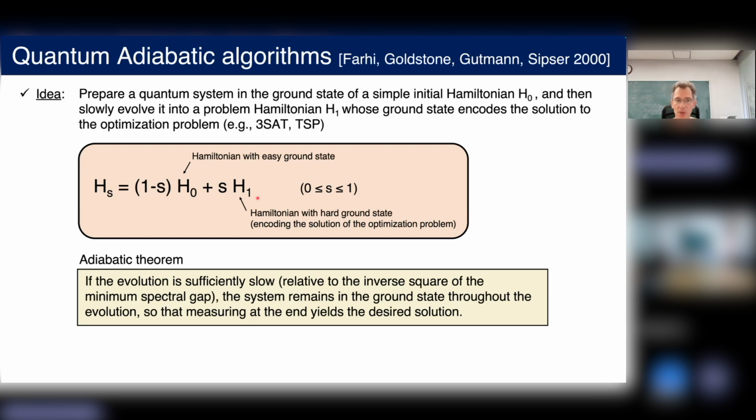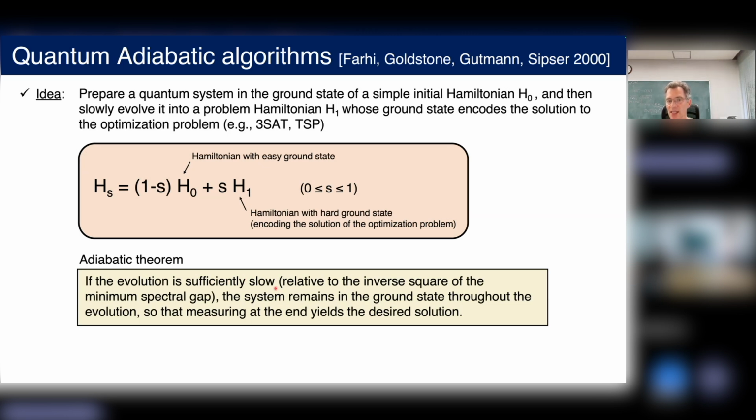We have a theorem, sometimes called the adiabatic theorem, that says that if the evolution is sufficiently slow, the system remains in the ground state throughout the evolution. So you start with a system in the ground state of H0, which is very easy to obtain. And if you make the time evolution slow enough, then at the end you will be in the ground state of H1. And this ground state represents the solution of your optimization problem. Everything hinges on this notion of sufficiently slow.